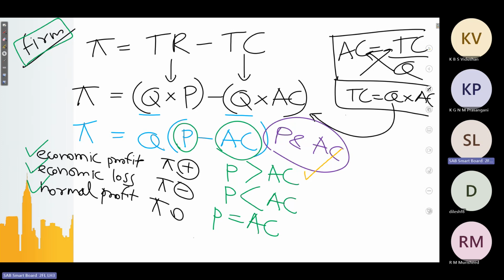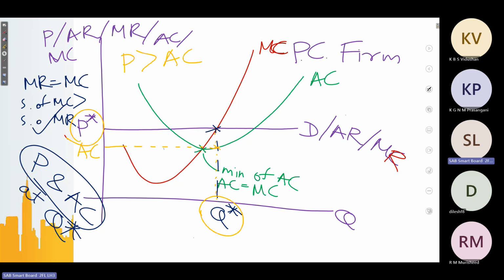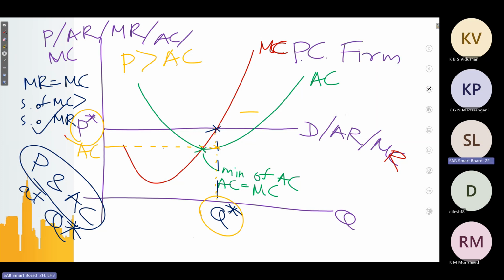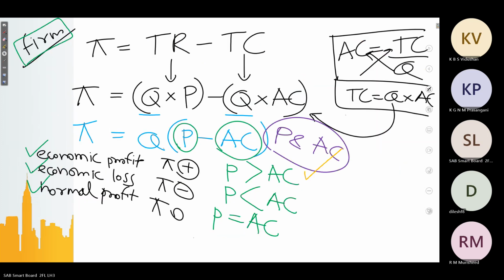It's about economic profits. What is the size of the economic profit? We learned that total revenue is Q into P. Total cost is Q into AC. Now we are talking about the profit maximizing output level, where profit is maximum.